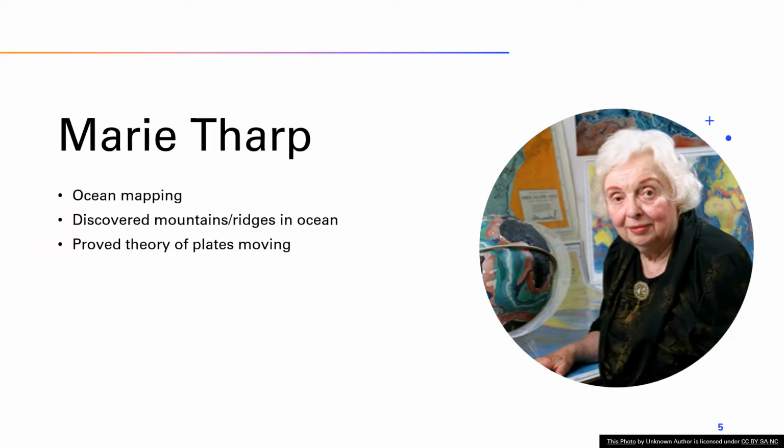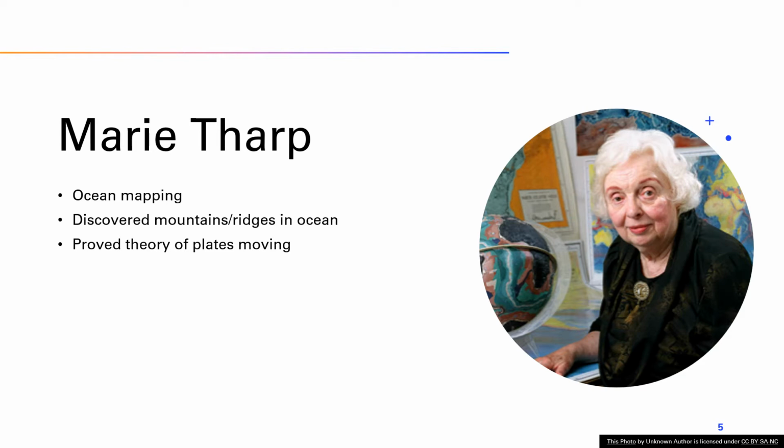Marie Tharp also played a major role in plate tectonics. She discovered mountains and ridges in the ocean, and with ocean mapping, she proved the theory of plates moving. She created the first maps of two-thirds of the planet.